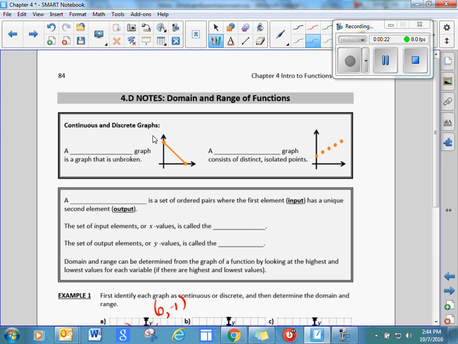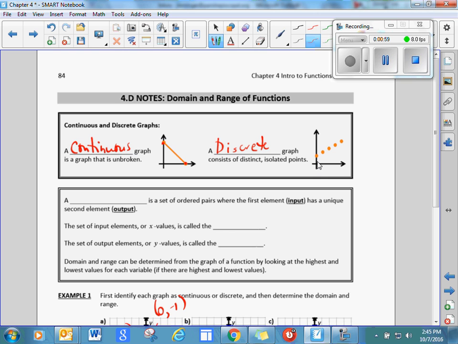It's pretty easy. A continuous graph, and when you think of the word continually, it keeps going. A continuous graph is a graph that's unbroken. So an example is right here, this line, from this point to this point, there are no breaks in that graph. It is continuous. However, if you look at this example on the right-hand side, you see an example of a discrete graph, because it has isolated points and unbroken areas on its graph.